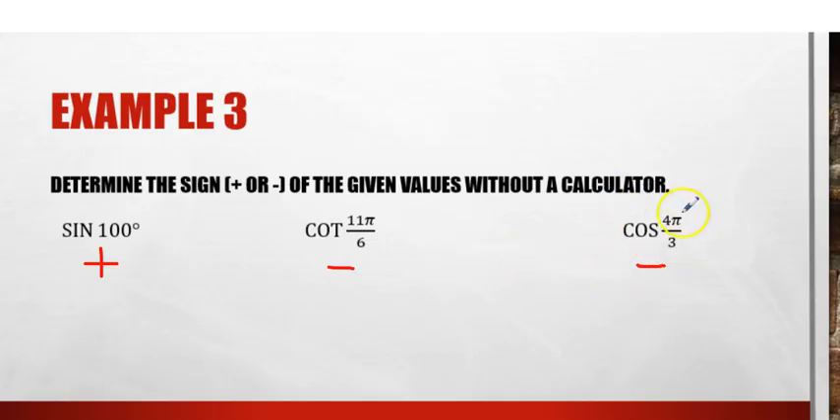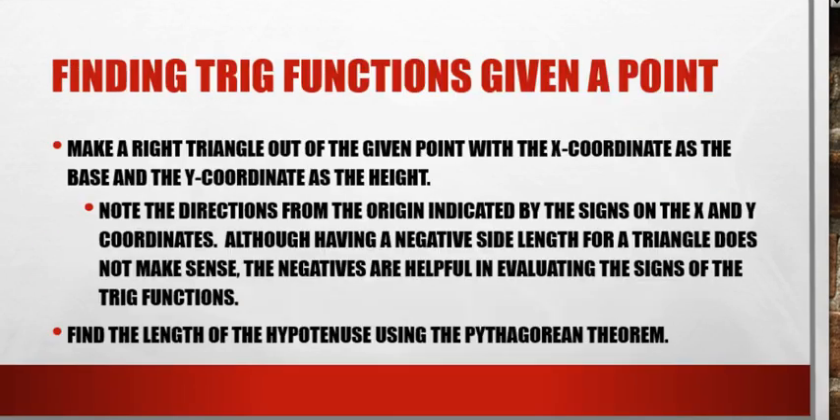They didn't ask us to evaluate the specific values, they just wanted us to say positive or negative. Now we're going to look at what happens if you are given a coordinate and then you are asked to evaluate the trig functions based on that. The first thing you'll want to do is draw a right triangle with that given coordinate. The x value in the ordered pair is going to be the base of your triangle.